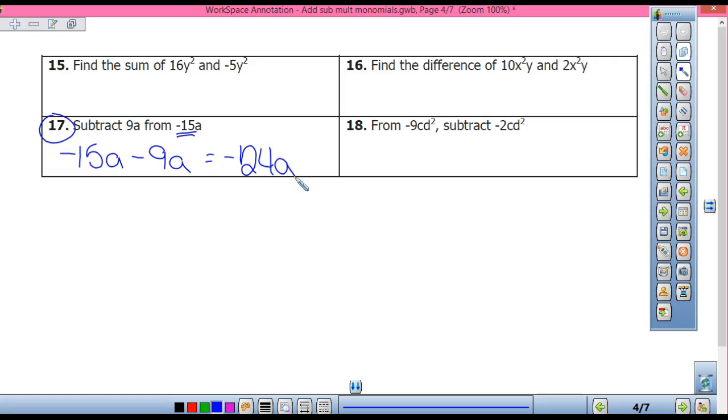Okay. How about this one? What if I take negative 9cd squared minus, do I just minus a 2cd squared? No, I minus a negative 2cd squared. So what happens when I minus a negative? Makes it a plus. So this becomes negative 7cd squared. Alright, so that part's kind of review, right?